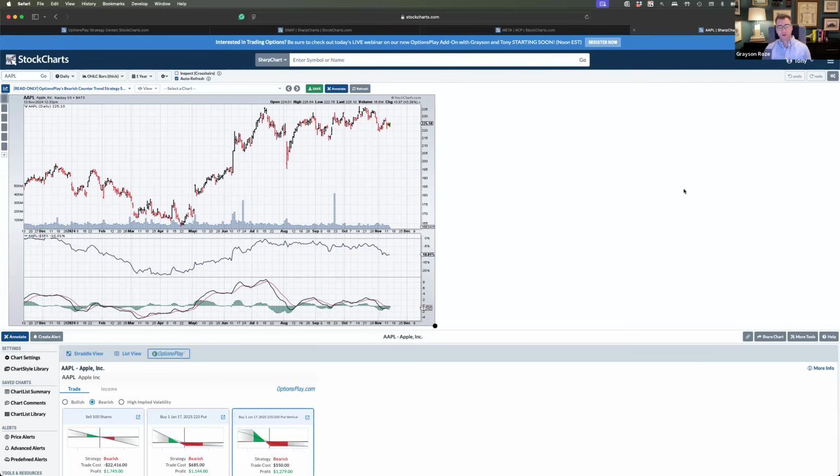So as Tony is going to show off here in just a second, the options play widgets that we just covered and everything you just saw is also available directly in the SharpCharts workbench. Similar kind of look and feel and structure there, right, Tony? Yeah, that's exactly right. And Grayson, I would guess that a good number of StockCharts.com users are sort of OG users with SharpCharts. I know I am myself.